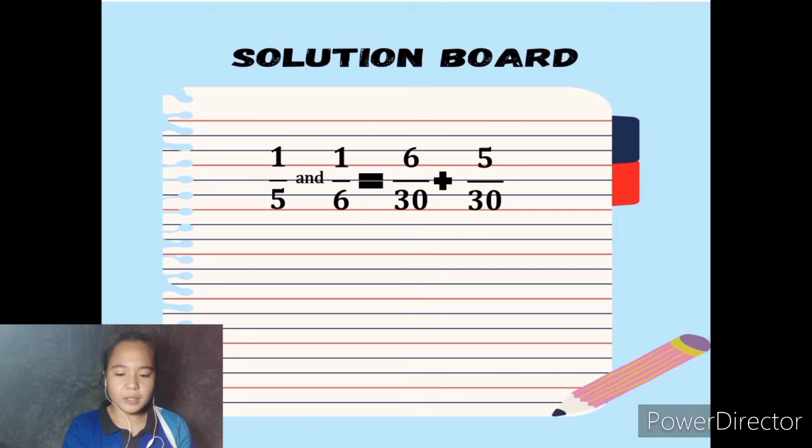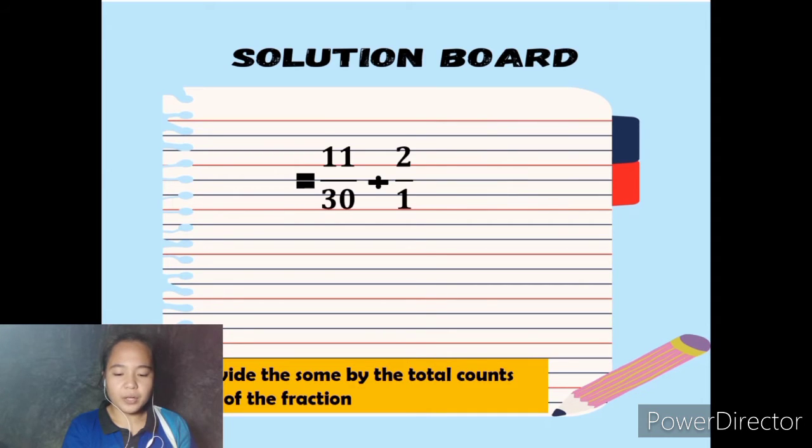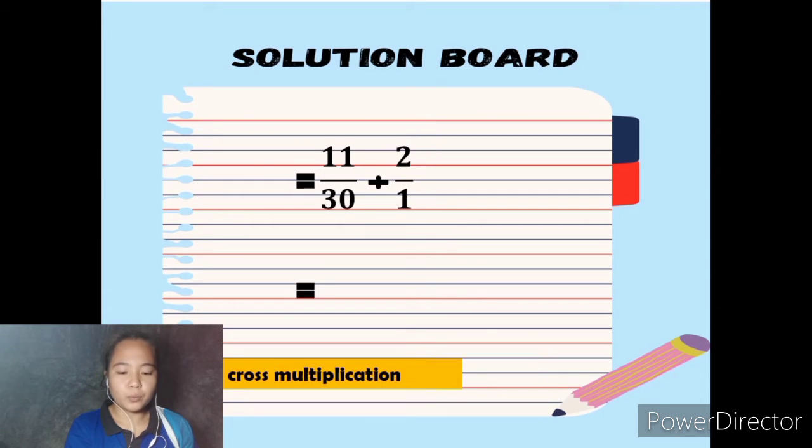So, 6/30 plus 5/30. The answer is 11/30. Tapos, i-multiply natin siya sa 2 kasi yung number lang na fraction is dalawa lang yung bilang para makuha yung halfway. So, divide the sum by the total counts of the fraction. Yun nga, yung total counts is yung dalawa, kaya i-divide natin siya sa 2.